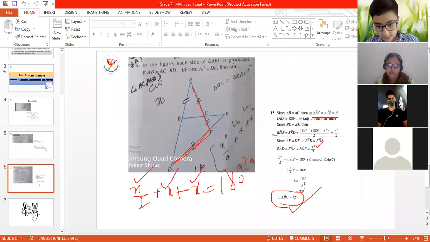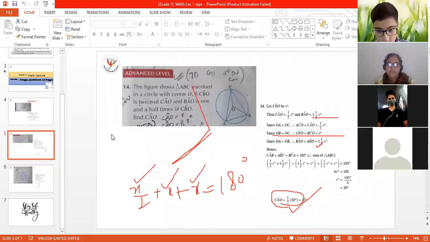Once again? Okay, sure. In question number 14, Hashir, the triangle is inscribed. If the triangle is inscribed in a circle, it means that its corners are touching the circle. And if the radius is the same, the center is the same, it means that all the sides will be equal, right?